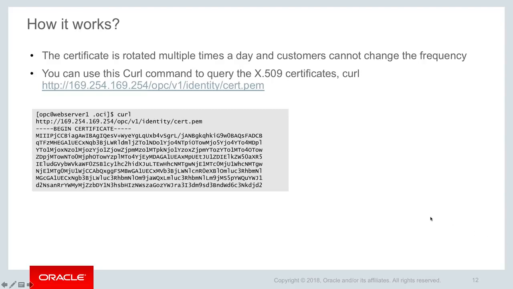If you want to see the certificate that was generated for your instance, you can query the metadata server, right? The 169.254.169.254, that's the metadata server. If you type the URL using a curl command, you can see the certificate created for your instance.